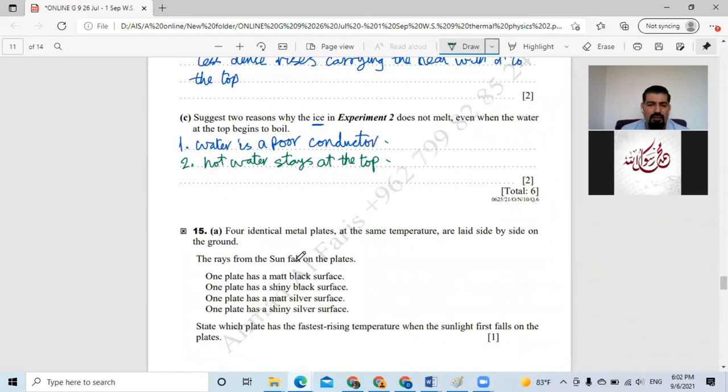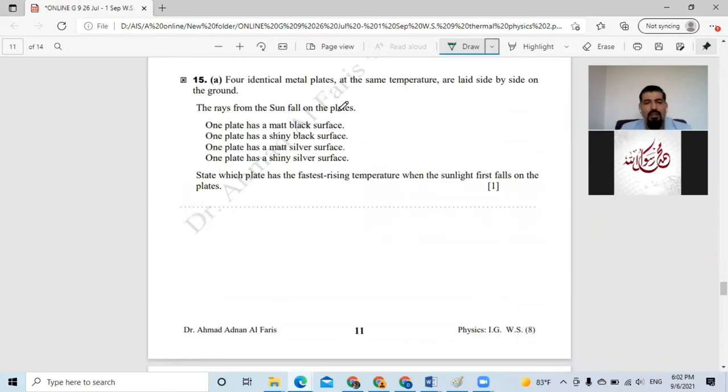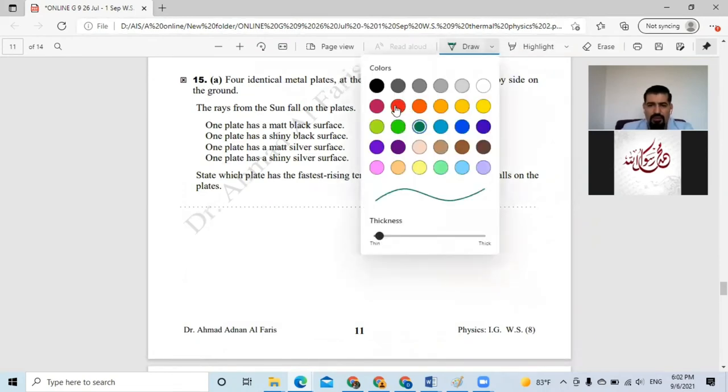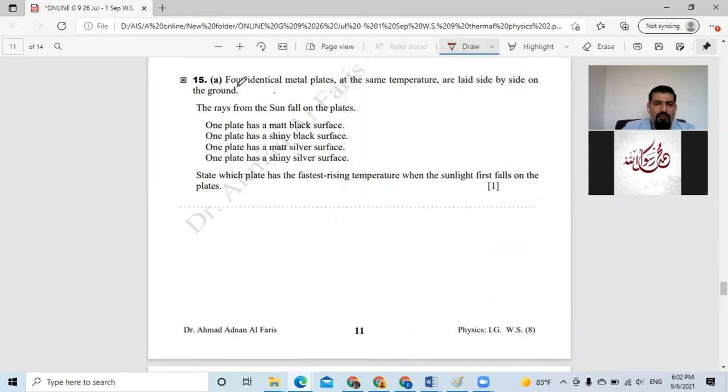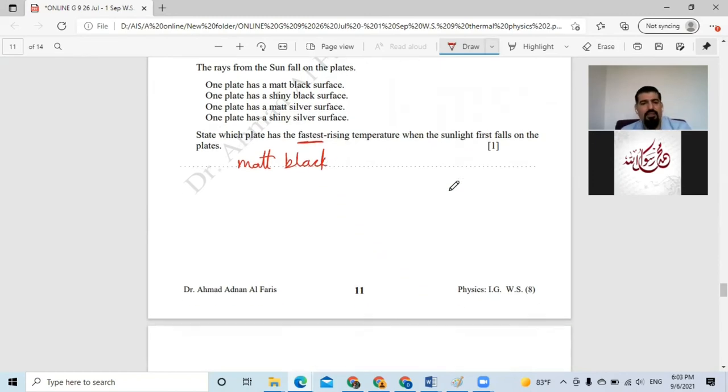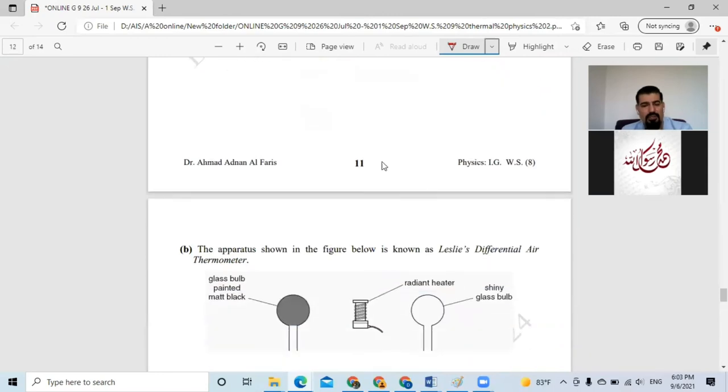Good? Okay. Now let's move on to question 15. What do they say here? Four identical metal plates at the same temperature are laid side by side on the ground. The rays from the sun fall on the plates. One is matte black, dull black. One is shiny black, matte silver, shiny silver. State which plate has the fastest rise in temperature from the sunlight. Exactly, thank you, Farah, Hana, Sandra. The matte black surface is the first one to increase in temperature because it's a good absorber. We didn't ask why.